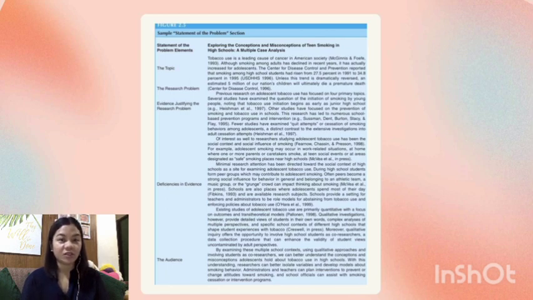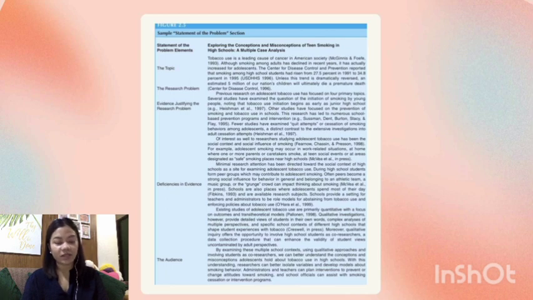The second one is the research problem. So what problem is the research attempting to address? Having a problem statement allows the readers to quickly understand the purpose and the intent of the research or the study that you're going to conduct. Then the third one is the evidence justifying the research problem. So in here, you're already citing some of those RRLs, those evidences that some research studies were already conducted and already stating the problems that you're addressing.